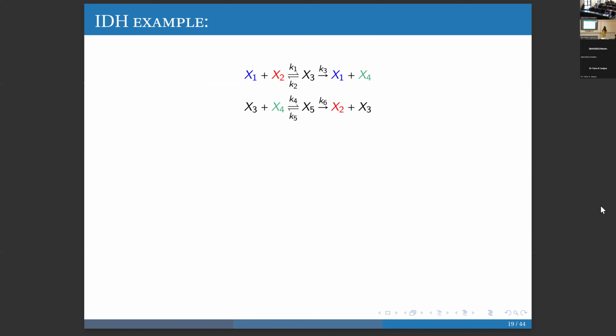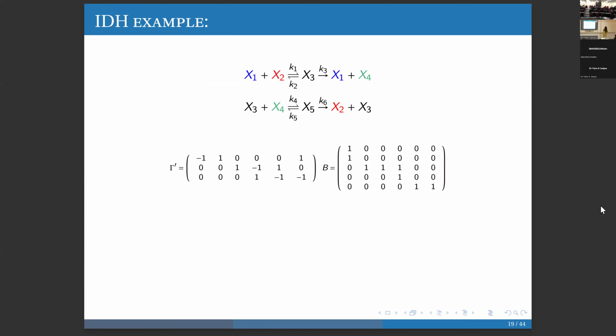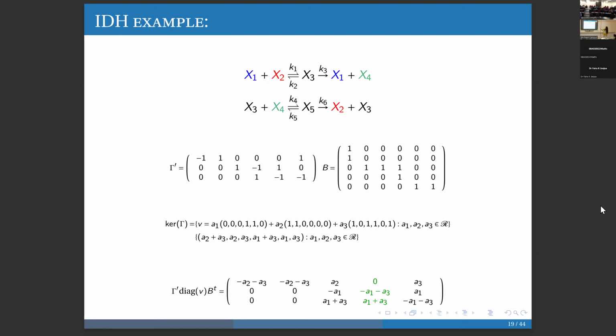So this is the example from before. This is my gamma after I remove two linearly dependent rows. And this is my B. And I can parameterize the kernel of this matrix. It has dimension 3. So any element there will be a linear combination of these 3. So I can parameterize it like this. And then I can write this matrix that I gave you before in terms of A1, A2, A3.